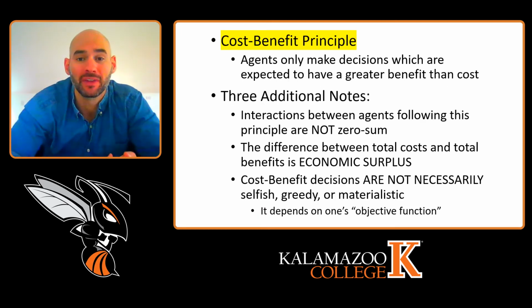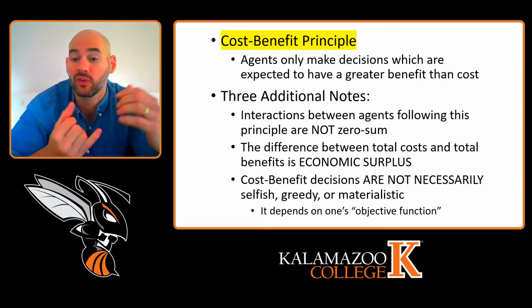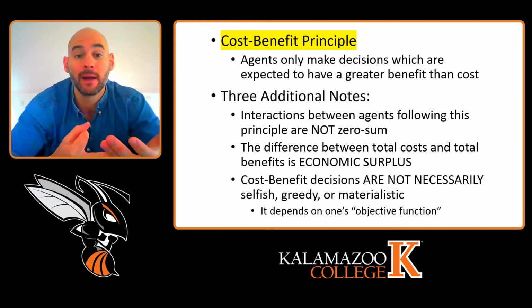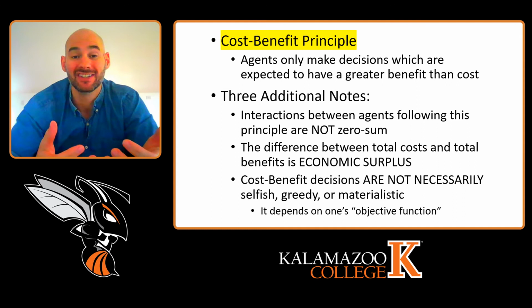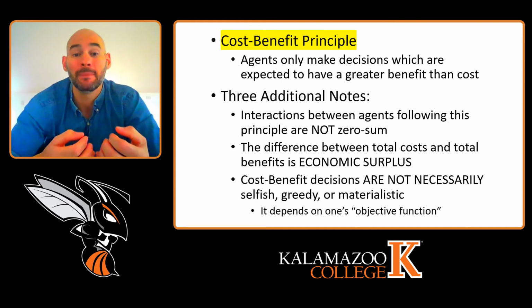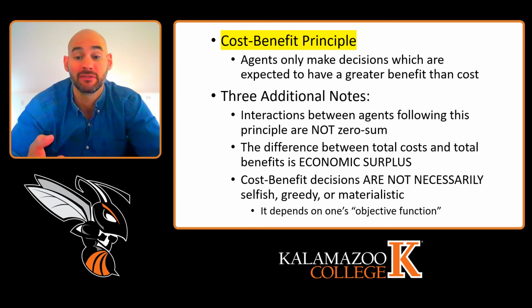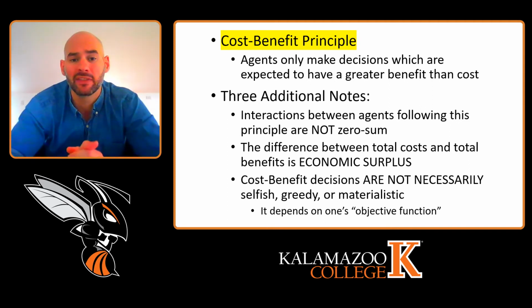So the first principle, the cost-benefit principle, I think is the most obvious, the most intuitive, and should come the easiest for you to understand. So this principle states that economic agents, be they households, individuals, or local towns or companies, only make decisions which are expected to have a greater benefit than cost, right? Why would anybody make a decision which they think is going to harm them? They may make a decision where the costs and benefits differ from what they expect and end up being harmful, but when they make the decision, they expect the benefits to be greater than the costs, and we think of that as being rational.